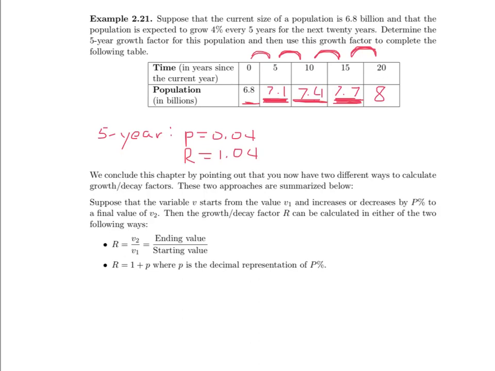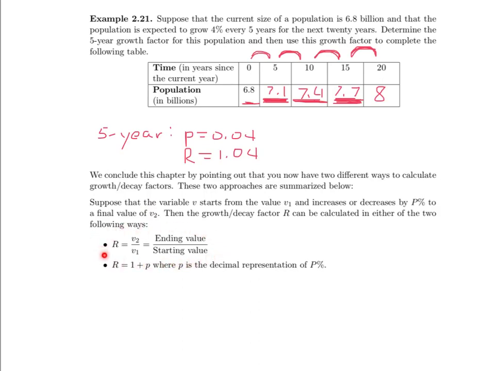We conclude this chapter by pointing out that you now have 2 different ways to calculate growth and decay factors, and they are equivalent to each other. We summarize the 2 approaches below. Suppose that the variable v starts from the value v1 and it either increases or decreases by p% to a final value of v2. Then the growth or decay factor can be calculated in one of 2 equivalent ways.